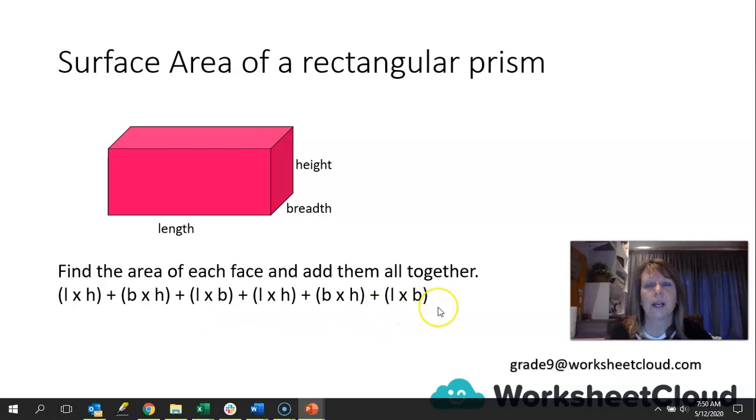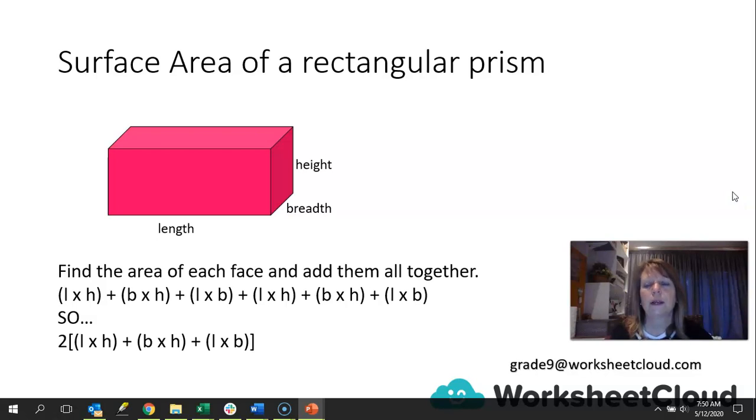Length times breadth and length times breadth. So what we can do is work out one of those, and one of those, and then multiply it by 2. So double it, in other words. So we're working out what we can see there, and then if we double it, we're going to include what we can't see. So actually, we can use this formula.